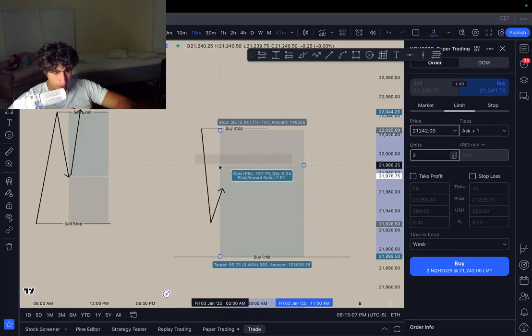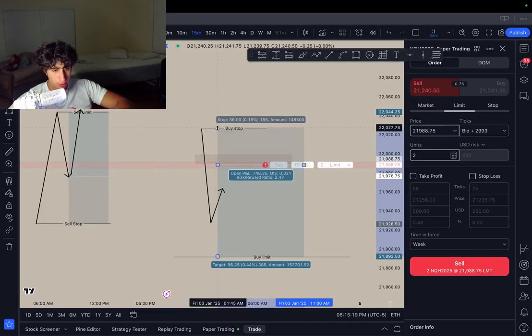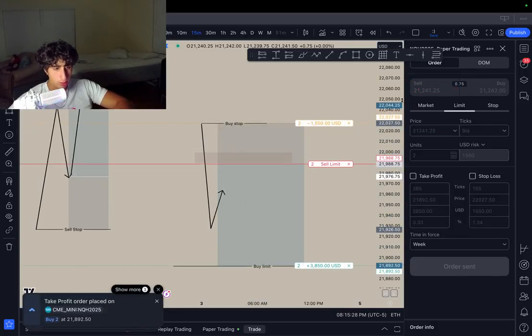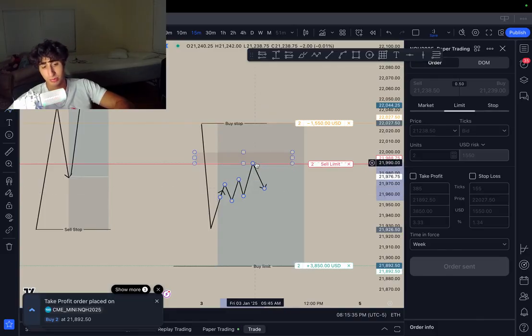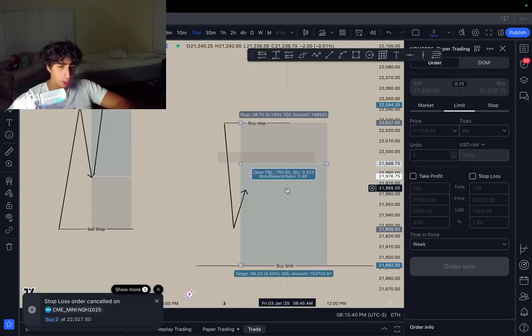So boom, I have a sell limit placed by selecting limit, and then you can put the price. So the price is 21,988.75, and then let's say I'll have a stop loss of 155 ticks, and then a TP of 385 ticks, and then boom, I'll have a sell limit here, and it'll place me in the order once price actually reaches that level. It won't put me into position until it reaches that price. Jesus Christ, I can't speak.